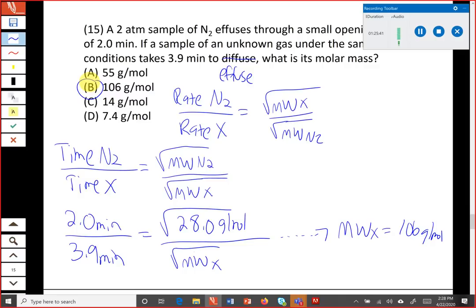So in problems like this, it's really only one equation you have to worry about, although there are two related forms of the equation. You use the proper equation and solve for one of the things as an unknown. Sometimes you'll have to solve for just the ratio of the effusion rates or times, and in many cases you'll solve for an unknown molar mass as we did here.